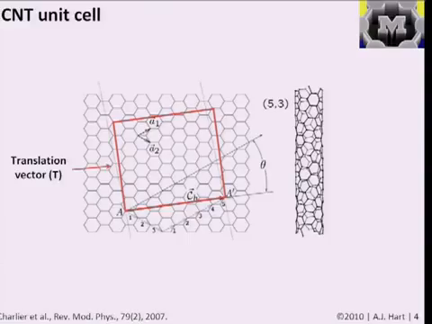So we played this rolling game and defined a vector, the circumferential vector, C sub h, which goes around the waist of the nanotube and connects one lattice point to the other lattice point. And by the number of steps, n and m, we take in each of the unit vector directions a1 and a2, we can uniquely specify that structure.